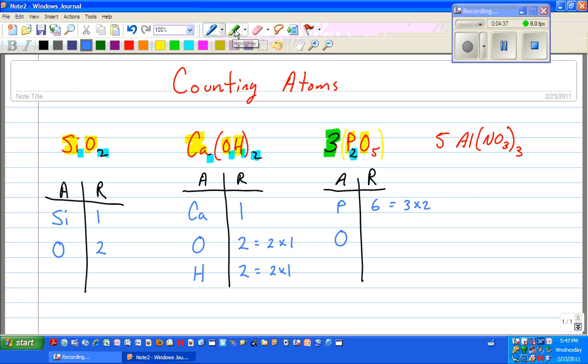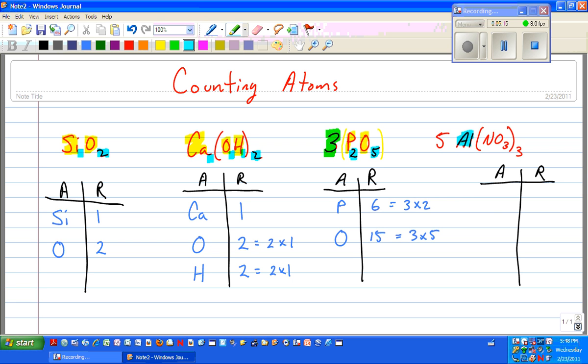With the oxygen, I've got a subscript of 5, and again I have to consider that coefficient out in front of 3, so it would be 3 times 5, which would give me a grand total of 15 oxygens in that phosphorus pentoxide. Let's try one more example. I've got, again, my atoms. Count them as reactants.